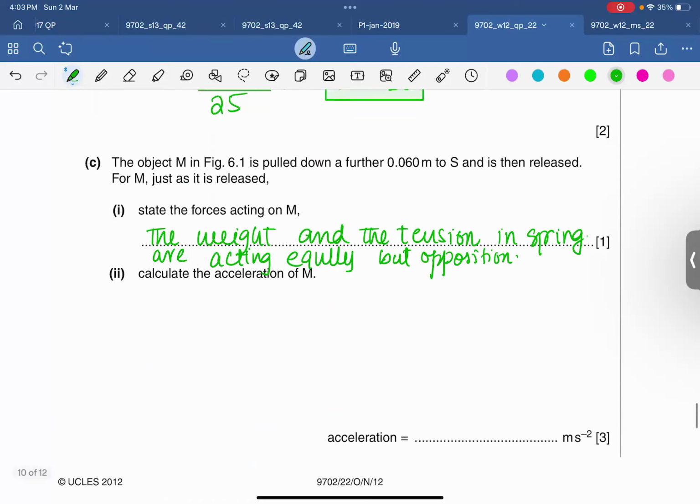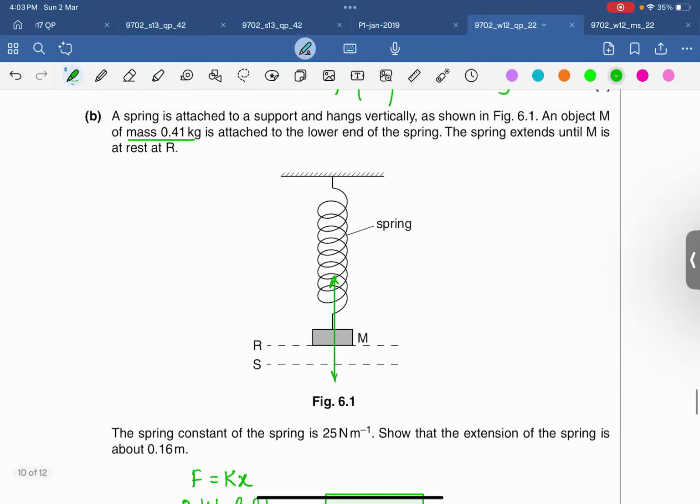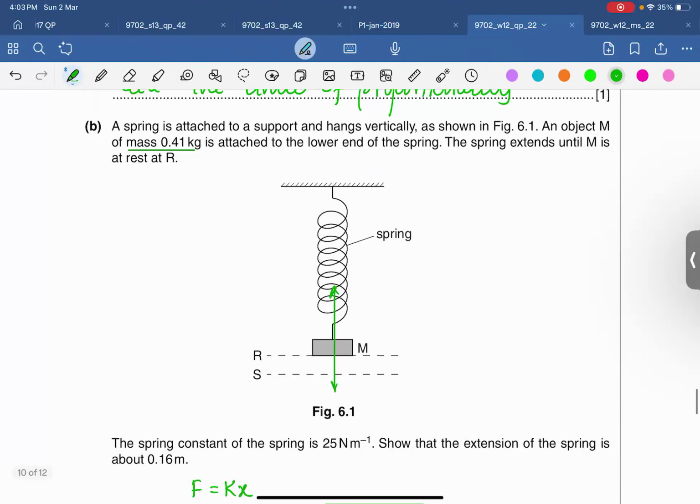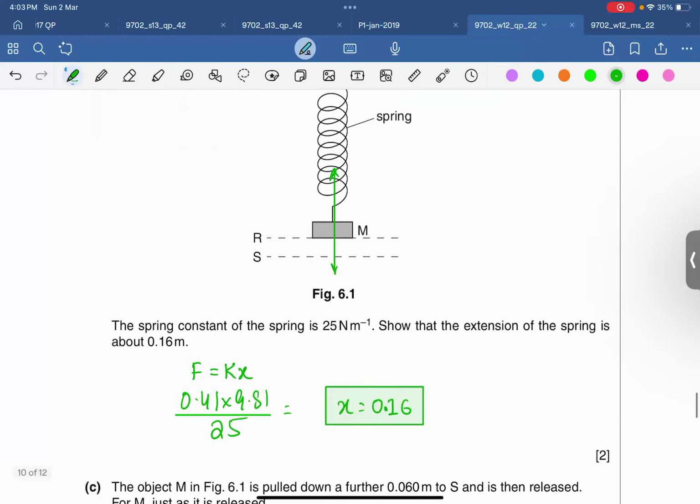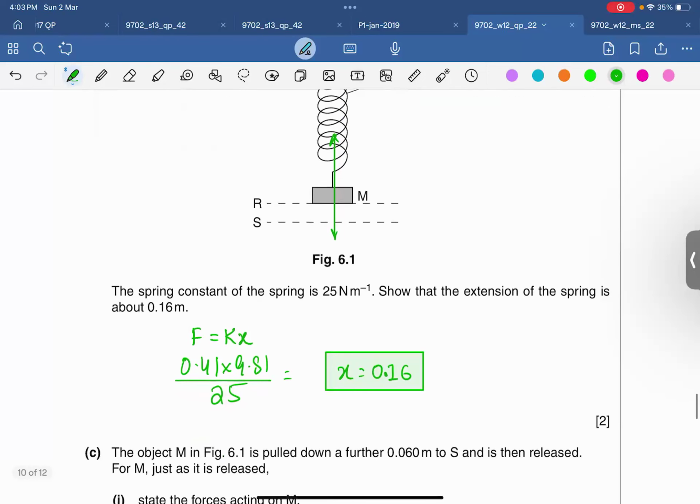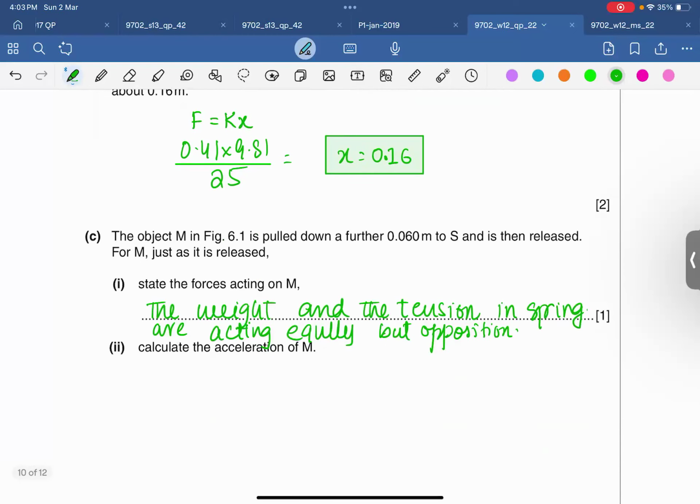M is the object, the mass. Tell me, if it is at R, it won't have any acceleration because at that point the weight and the tension are both equal and opposite, right? So the resultant force will be zero and no acceleration. It will move with a constant speed. So we rather have to find the acceleration at this point.